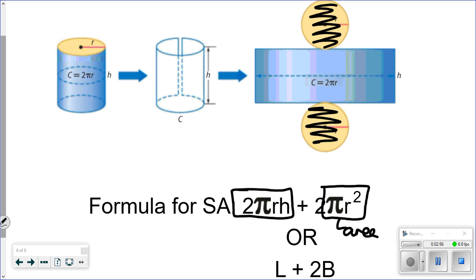Awesome. 2 times pi radius. What's 2 times pi times r mean? What do we use it for? Circumference. Why would you need to know the circumference of a circle for that?